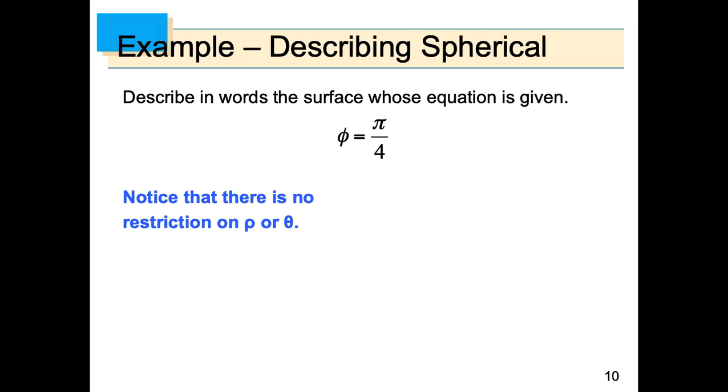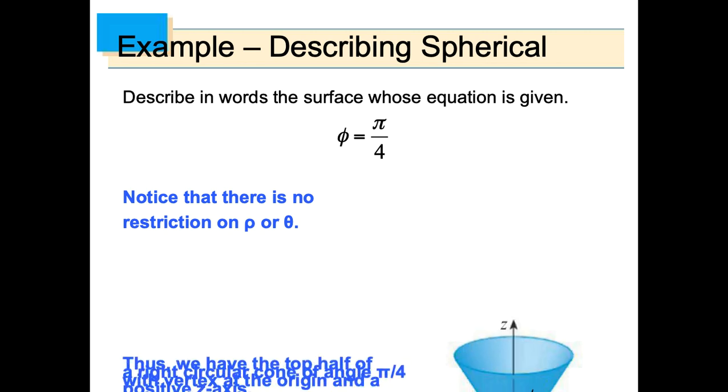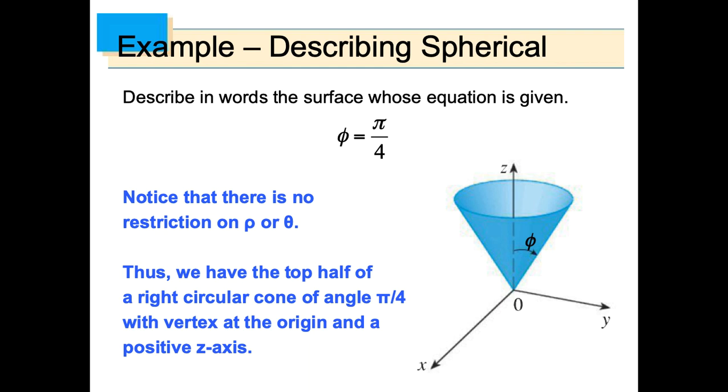So essentially, we end up getting a cone, and I'm going to describe what that means. What we're going to get is the top half of a right circular cone of angle pi over 4 with vertex at the origin and a positive z-axis. Notice that in this particular case, this angle here is an angle of pi over 4.